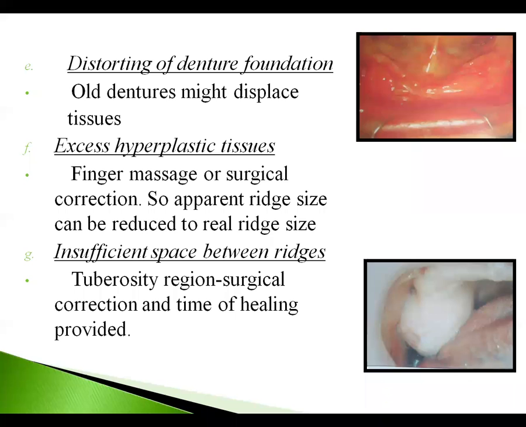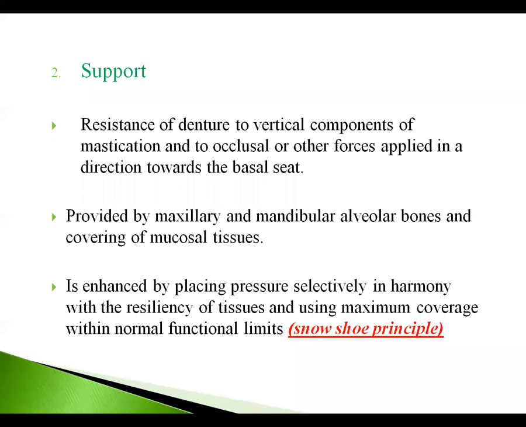Then distorting of the denture foundation. Old dentures might displace the tissues. Excess hyperplastic tissue: finger massage or surgical correction can be given for the excess hyperplastic tissue, so the apparent ridge size can be reduced to a real ridge size. Then the next problem is insufficient space between the ridges, the tuberosity, tray, surgical correction, and the time of healing provided.